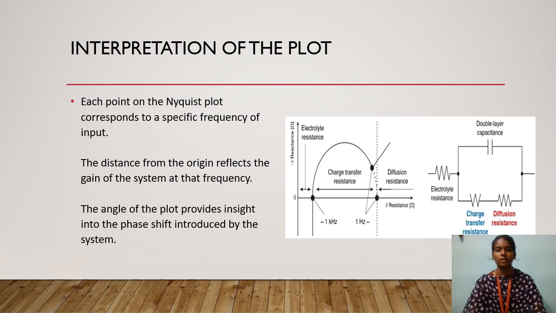Interpretations of the plot. Each point on the Nyquist plot corresponds to a specific frequency of the output. The distance from the origin reflects the gain of the system at that frequency. The angle of the plot provides insight into the phase shift introduced by the system. Here you can see the charge transfer resistance and electrolyte resistance, diffusion resistance, and double layer capacitance.